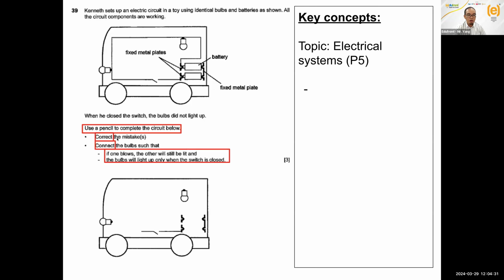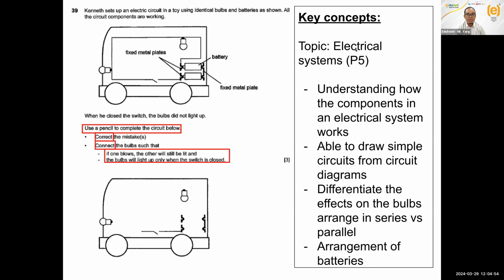Number 1, you need to correct the mistake. Secondly, you need to connect the bulbs such that if one bulb blows, the other will be lit, and the bulbs will light up only when the switch is closed. I thought this is very interesting. There was 1 year also, they asked you to draw the circuit in an ambulance. So you must be prepared to draw circuit diagrams. This is on the P5 topic on electrical system.